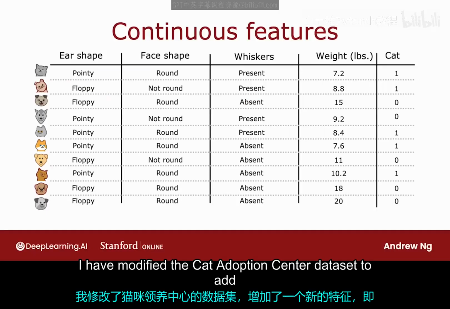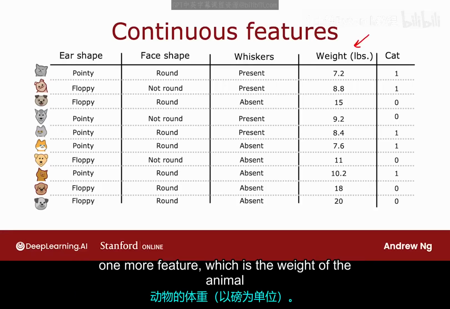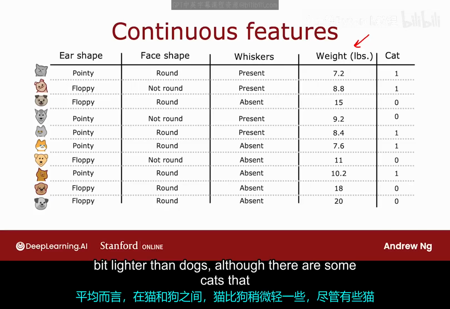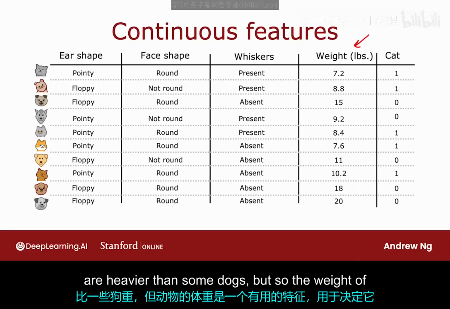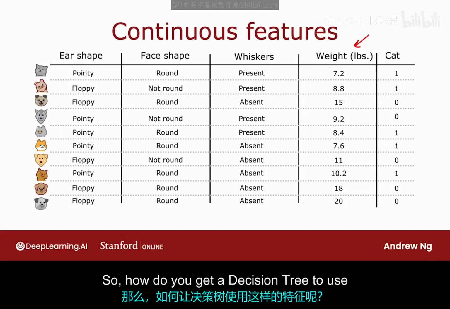I have modified the Cat Adoption Center dataset to add one more feature, which is the weight of the animal in pounds. On average, between cats and dogs, cats are a little bit lighter than dogs, although there are some cats that are heavier than some dogs. But the weight of an animal is a useful feature for deciding if it is a cat or not. So how do you get a decision tree to use a feature like this?